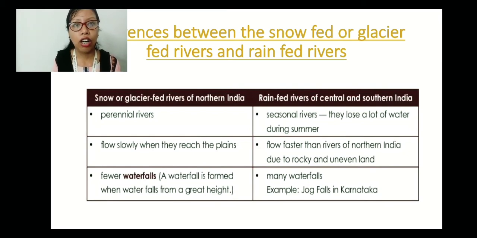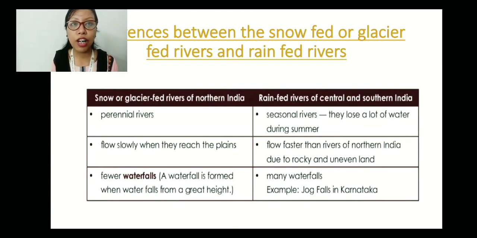Then, snow or glacier-fed mountain rivers have fewer waterfalls. A waterfall is formed when water falls from a great height. I hope you have visited Shillong, Cherrapunji and Darjeeling. You have seen the waterfall. It falls from a great height, right?